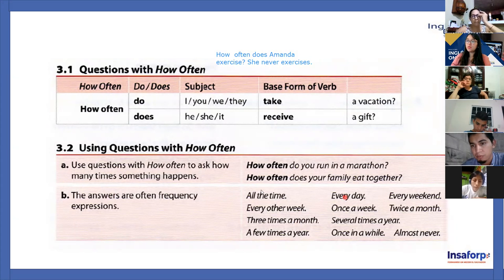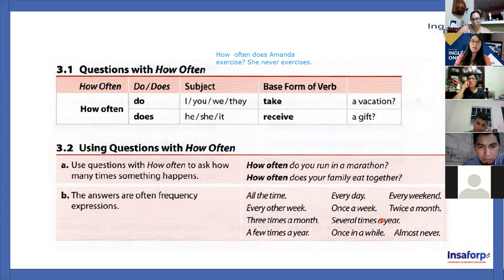Okay, so we have the expressions, right? We have some time expressions, for example, all the time, every other week, three times a month, a few times a year, every day, once a week, several times, and so on. Okay, I don't know if we have doubts about that part. Teacher, several times a year. Several times, muchas veces, right? Yes, several, many times a year. Yes, a lot of times we can also say, a lot of times.